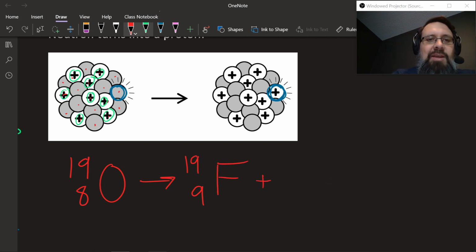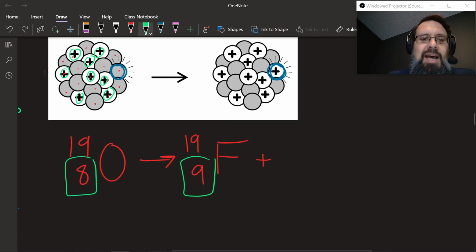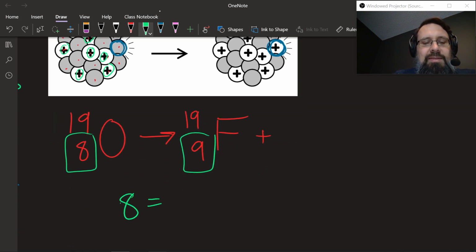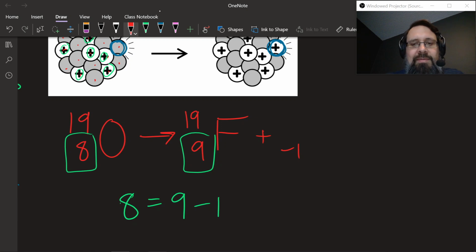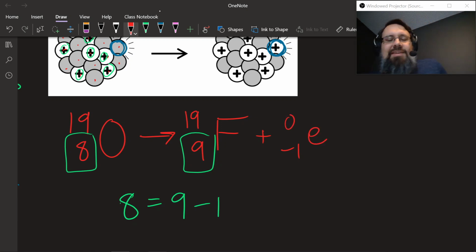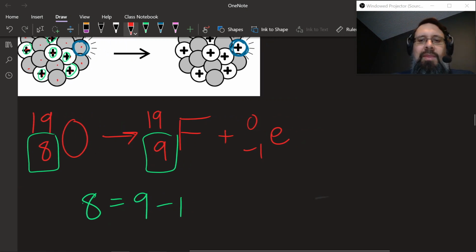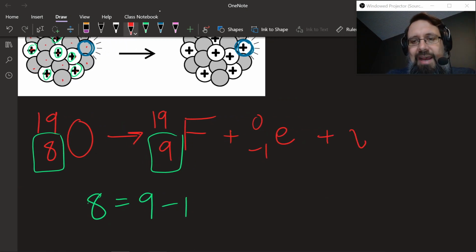But now we have to make sure again that this stays balanced. So 8 and 9. What do I have to do to 9 to make it equal to 8? I have to subtract 1. The particle with a charge of -1 is just the regular electron. So this isn't the anti-electron, this is just a regular old electron. And it turns out that you also have to add the neutrino here, but it needs to be an anti-neutrino.